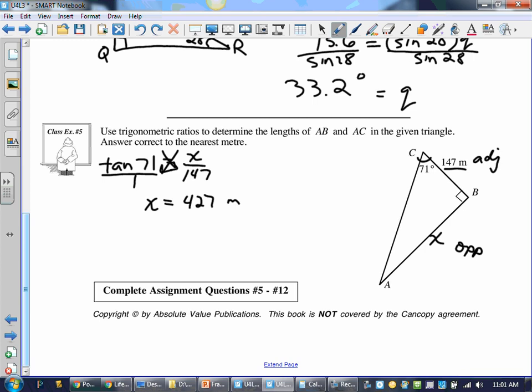Now that you know this is 427, you could use trig, but what else could you use? The Pythagorean theorem. So I don't care what you do or what you use, you can find the other. Okay? I'm going to quit now. Good luck with that.